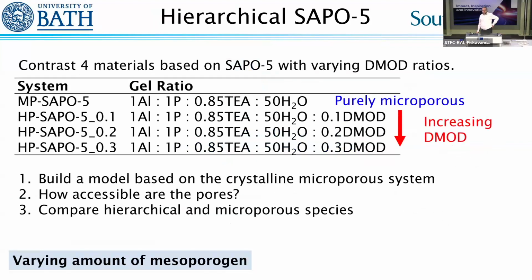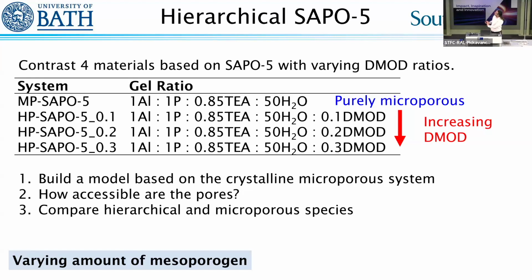So what we did is we wanted to add our mesoporogen. This is DMOD. This is the molecule I was showing you earlier with the long organic group and the silicon head group. We took our synthesis of a microporous system and we just kept adding more and more mesoporogen into it. The idea we had is we wanted to see, can we build up a model of our microporous system, how it works? Can we see how the hierarchical system compares to the microporous system, and then try and tell how accessible these pores are?